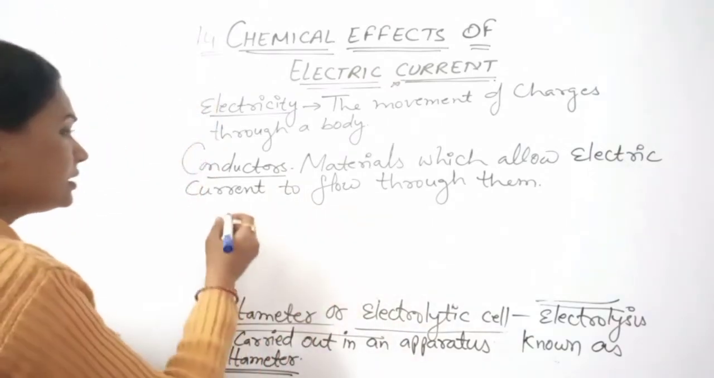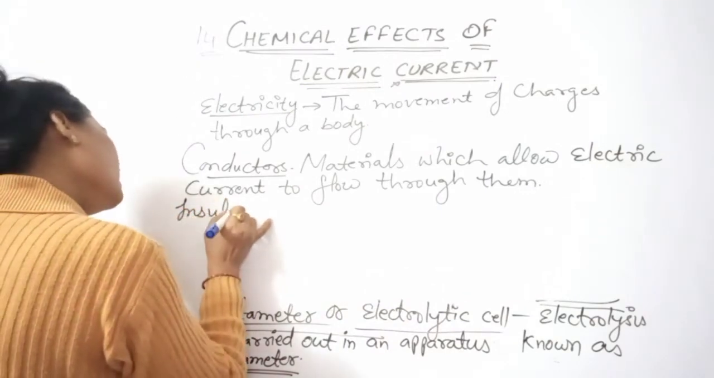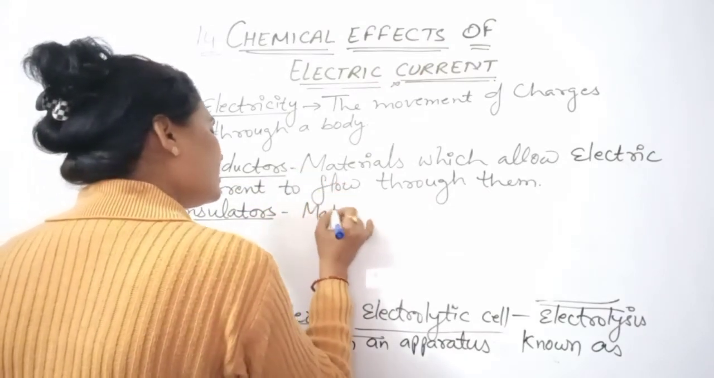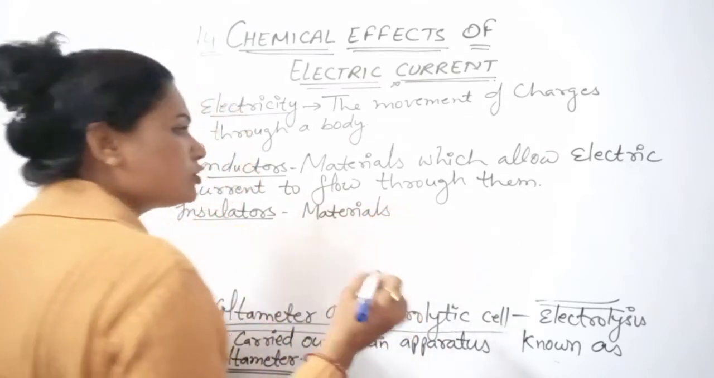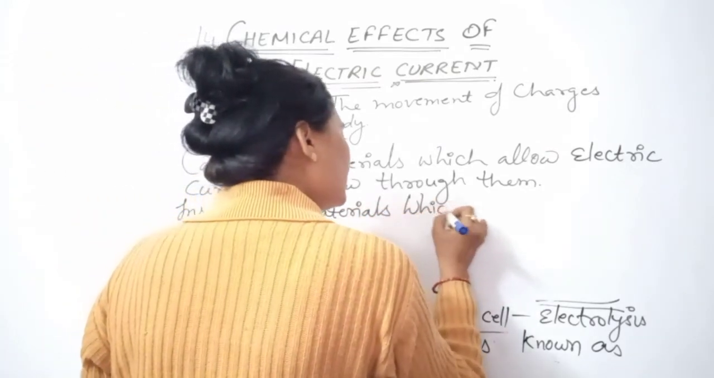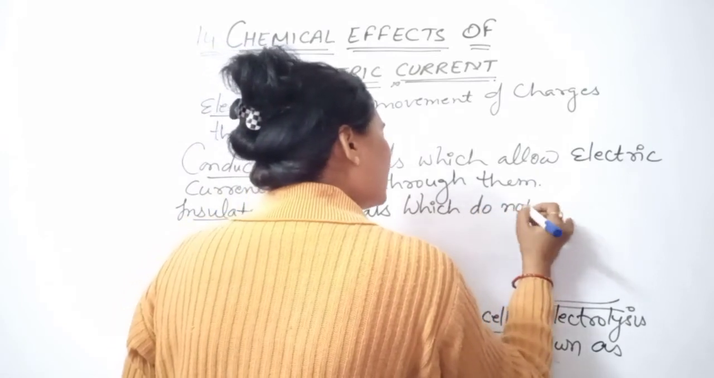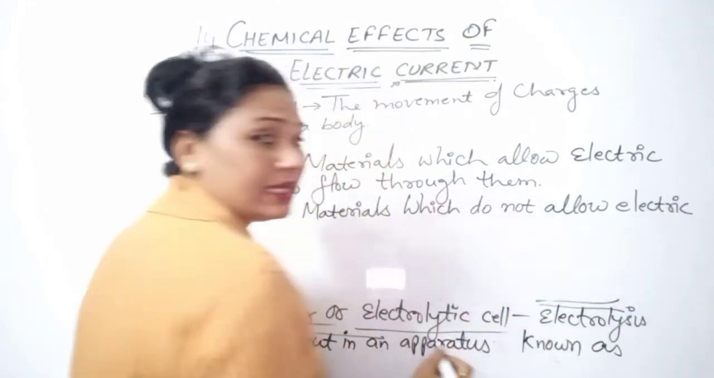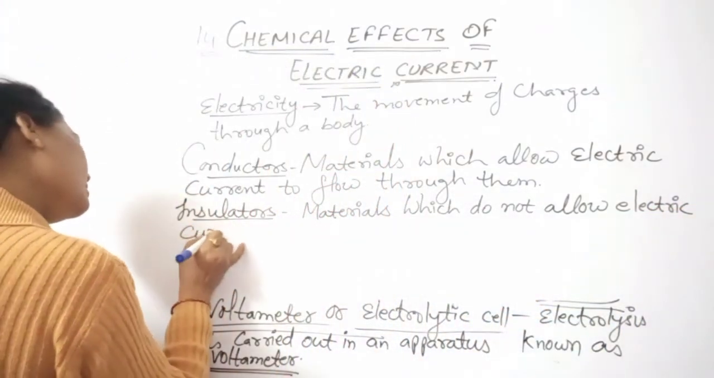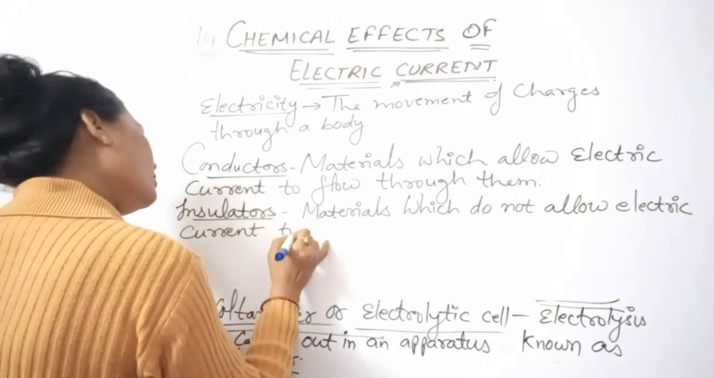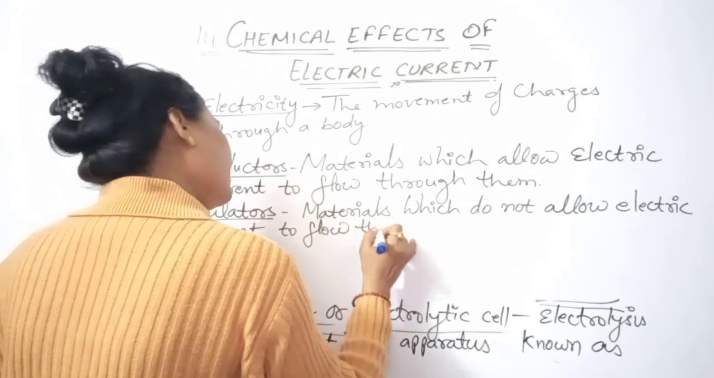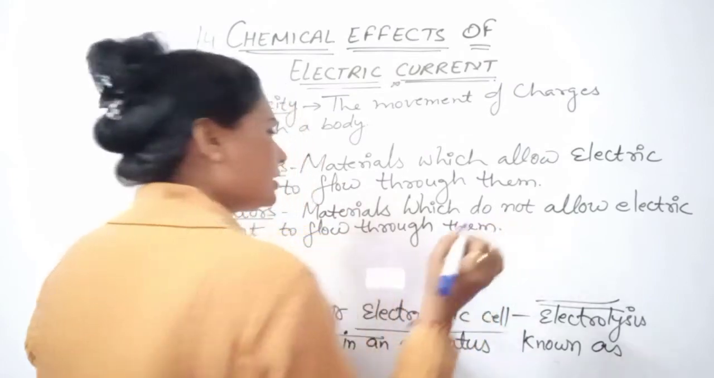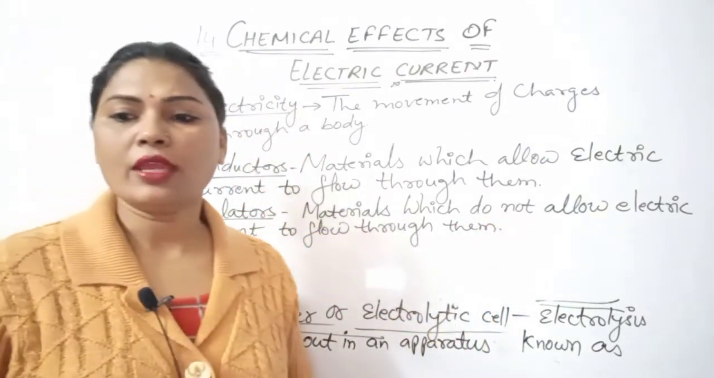So you can write the insulators: materials which do not allow electric current to flow through them. These are the insulators. Okay.